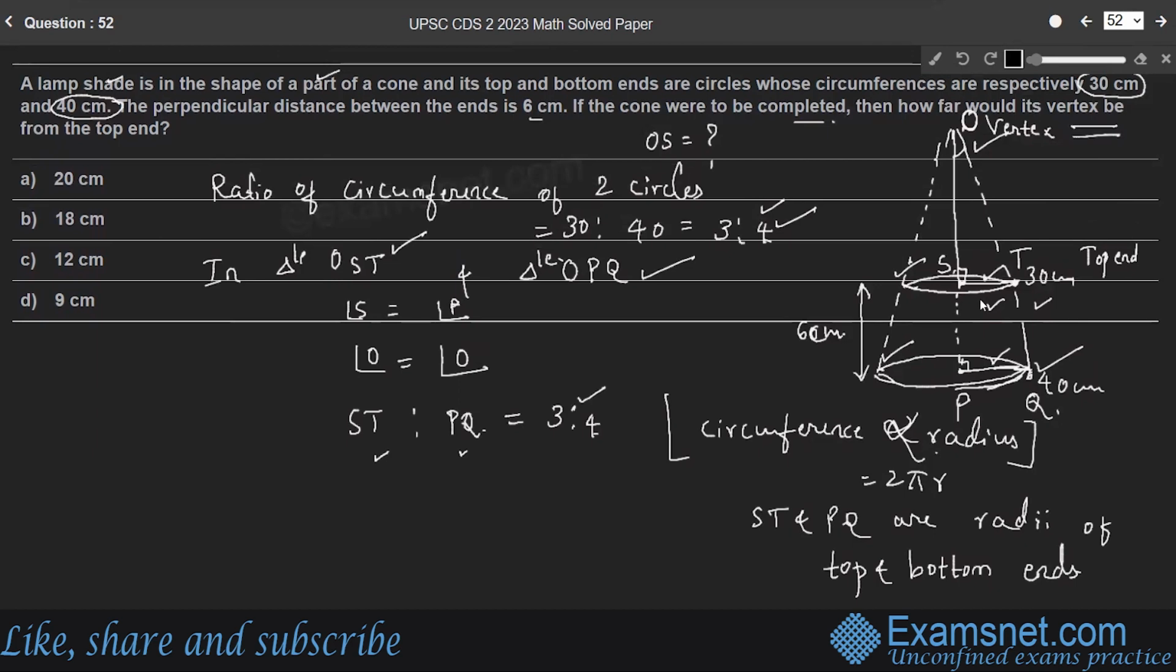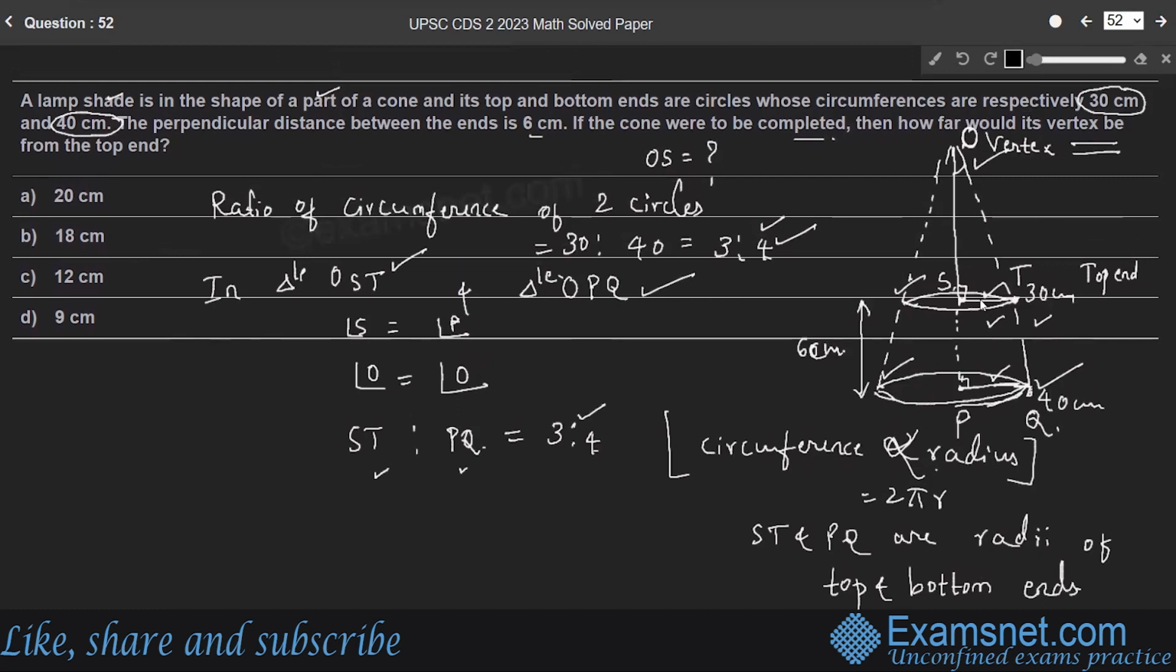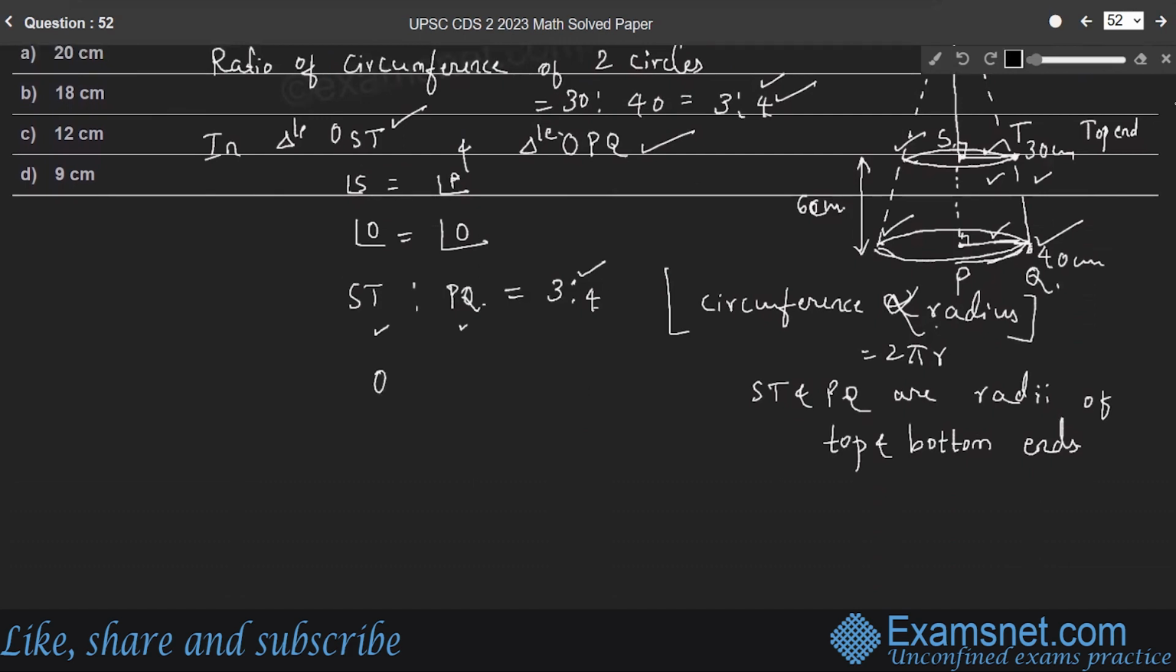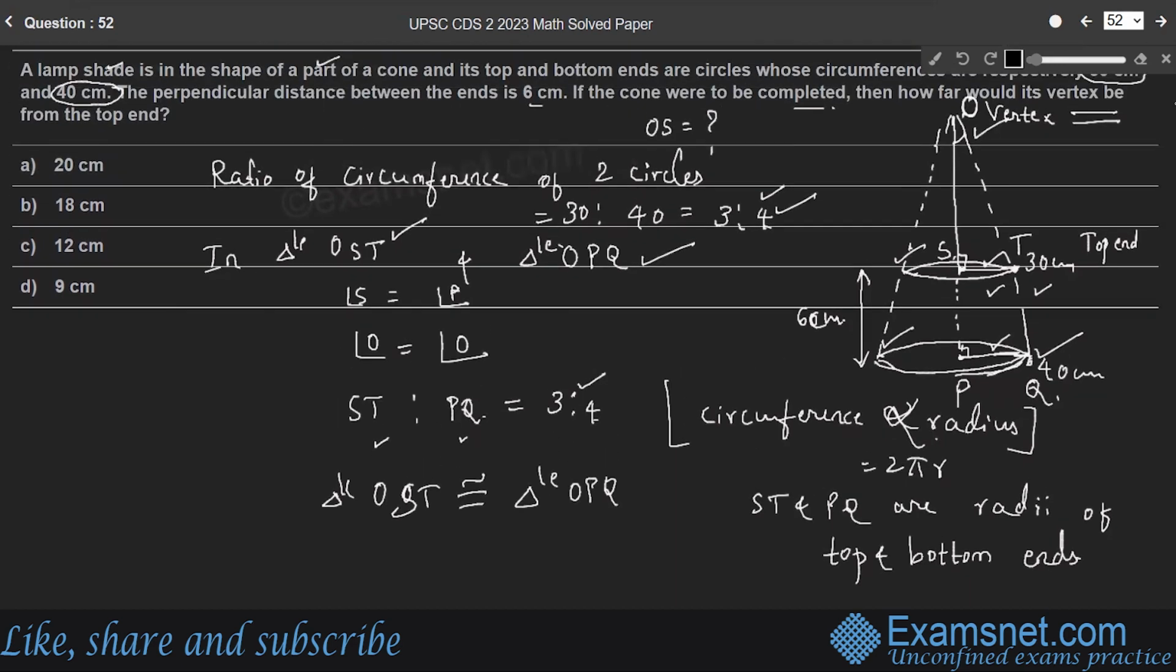Now we will consider triangle OST and OPQ. We can say triangle OST is congruent to triangle OPQ. Now we need OS, the distance from the vertex. So how do you find this?